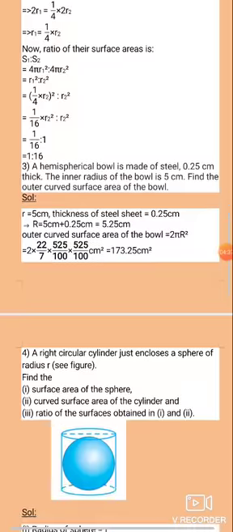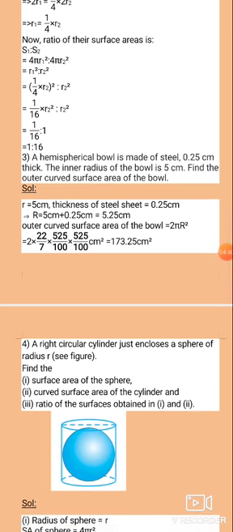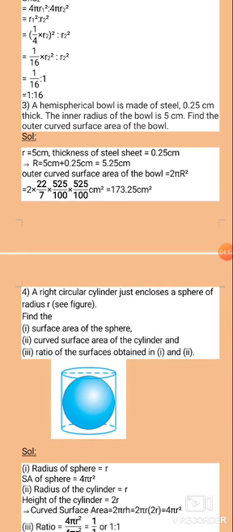Now next question. A right circular cylinder just encloses a sphere of radius r. We need to find out, first, the surface area of the sphere, second, the curved surface area of the cylinder, and third, the ratio of the surface areas obtained in the first one and the second one. Now the radius of the sphere is r. Surface area of the sphere, we know the equation: 4 pi r square.